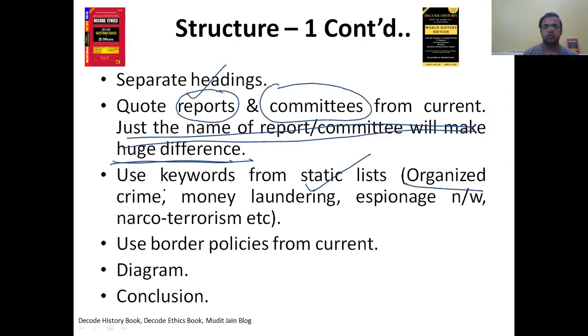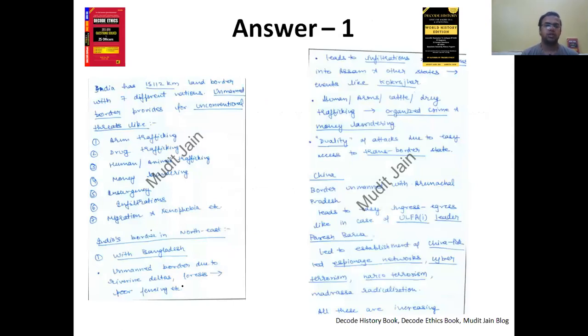These two keywords are from the syllabus itself: organized crime, money laundering. This is from notes like espionage network, narco terrorism, etc. This is mentioned above. You'll draw a diagram and conclude. So this is the answer that I wrote.